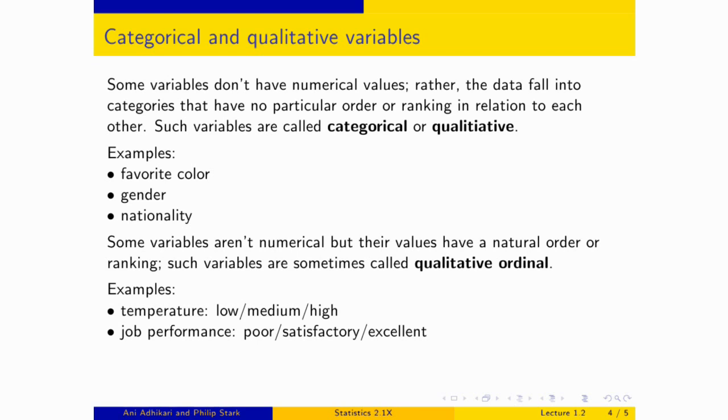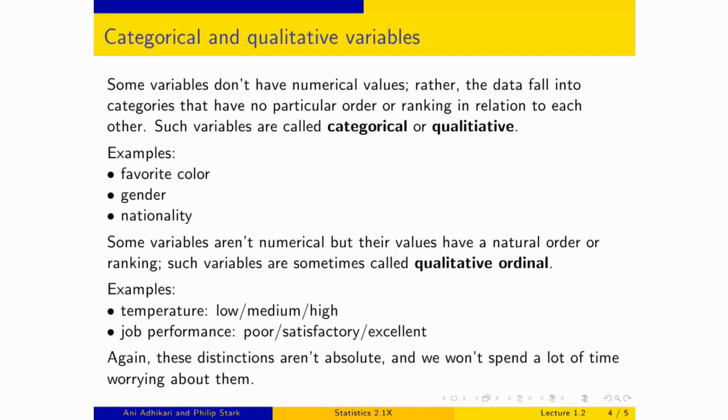very coarse measurement, low, medium, and high are categories which have a clear ranking relative to each other. If you measure job performance, poor, satisfactory, excellent, there's a clear ranking relative to each other. Such variables are called qualitative ordinal because their values have an order relative to each other. But once again, these distinctions are sometimes rather fuzzy, and so we are not going to spend a lot of time worrying about exactly why one of them is called one rather than the other.